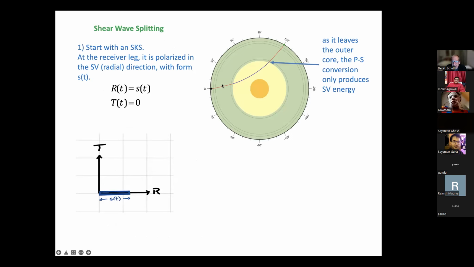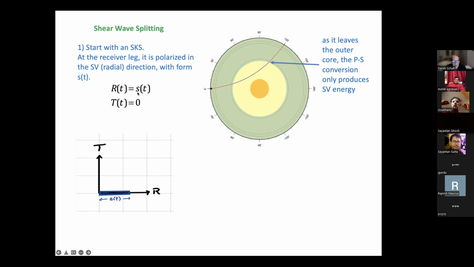So any SH energy that was here has bounced off as an ScS. So right here, all we have is SV energy, and that is going to be in the direction between the receiver and the source. So your radial channel of your seismogram will only have radial energy.